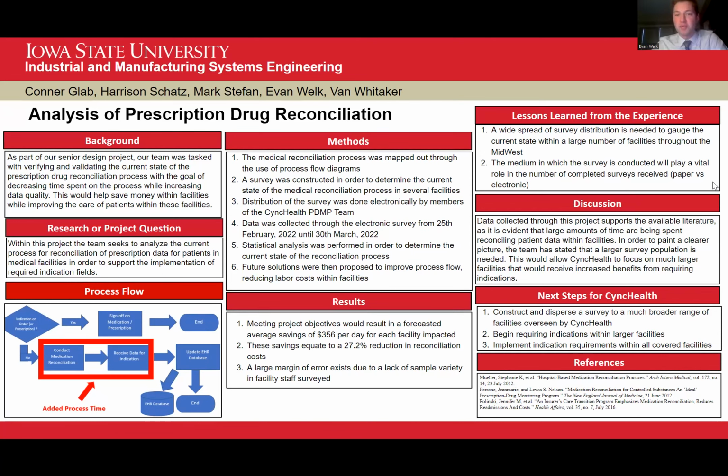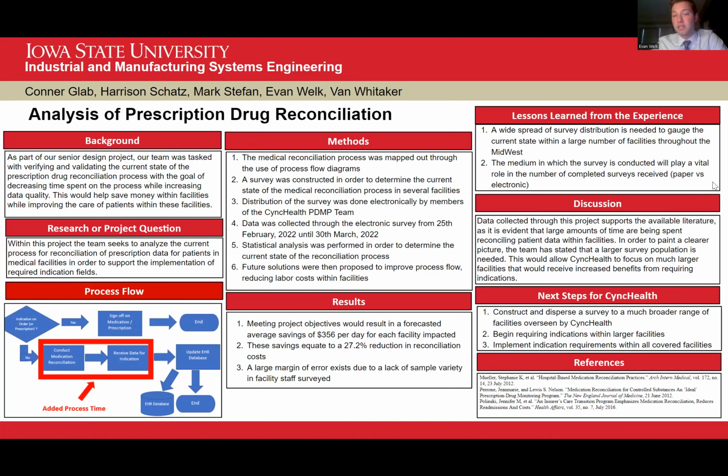Welcome to our final presentation. Today we intend to recap everything that's been done in this project and summarize our findings. So for our project, we were tasked with verifying and validating the prescription drug reconciliation process with the goal of improving efficiency and effectiveness of the process.